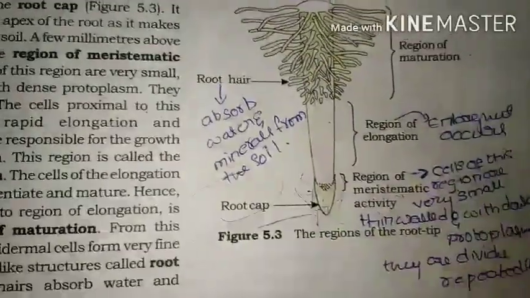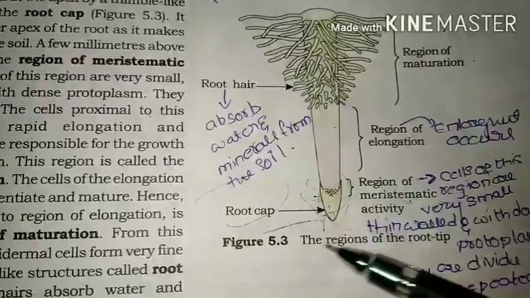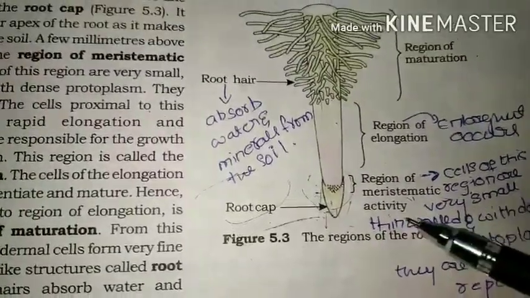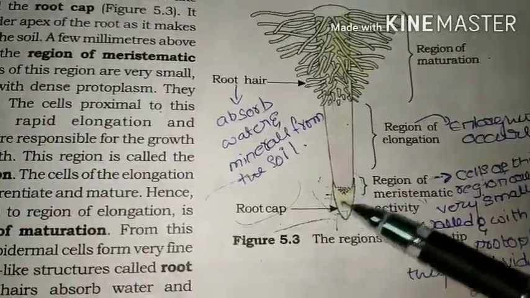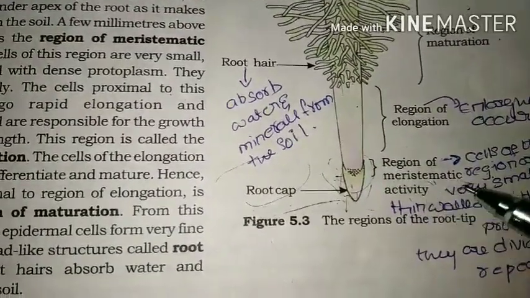What is the role of the root cap? The root cap usually protects the growing root. In the region of meristematic activity, thin cells are present, which are meristematically active.